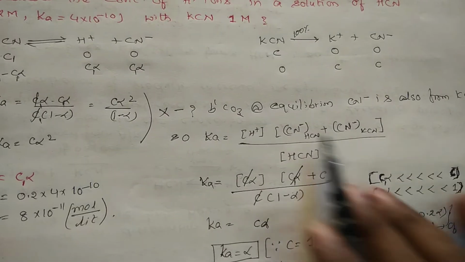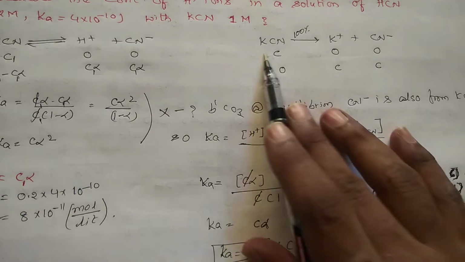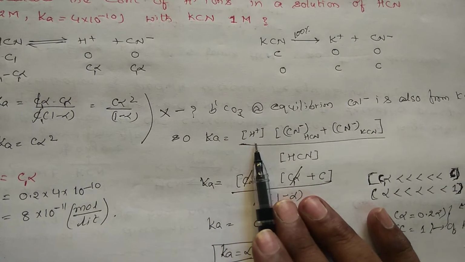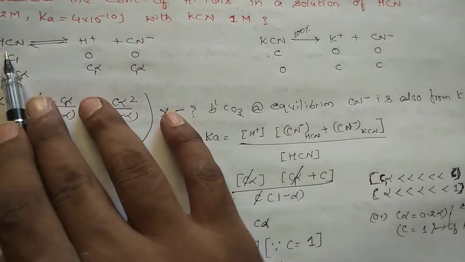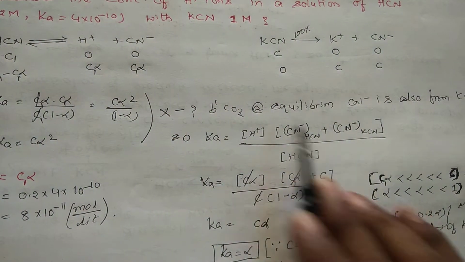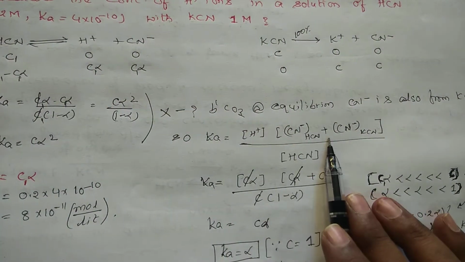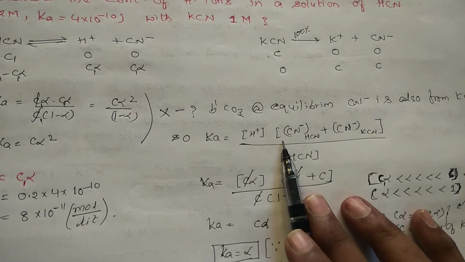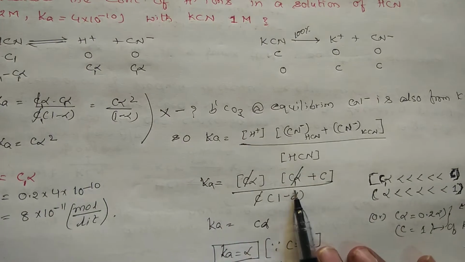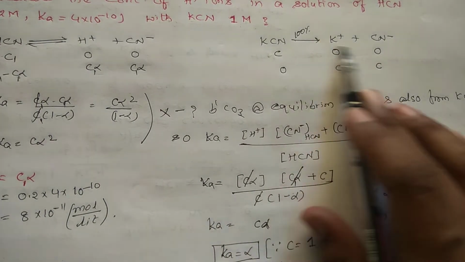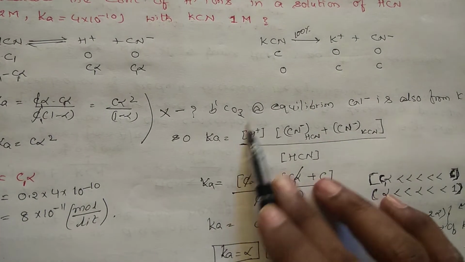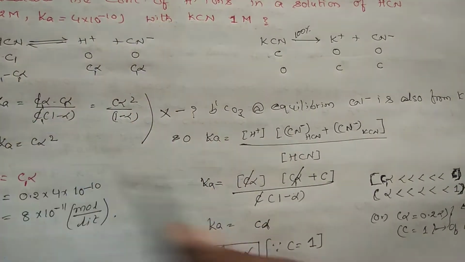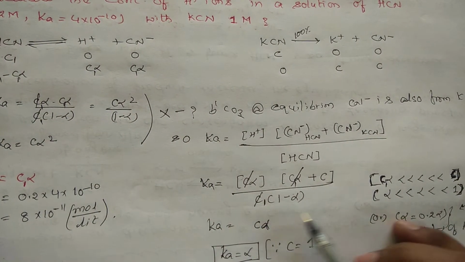So because the equilibrium is affected by the CN minus coming from the KCN, how should you write it? Ka should be written as H plus, which you get from HCN, times CN minus, which you get from HCN plus the CN minus you get from KCN. So what is CN minus from HCN? This is C1 alpha. CN minus from KCN is C. H plus is C1 alpha. Now the denominator is the same HCN, so it is C1 into 1 minus alpha.